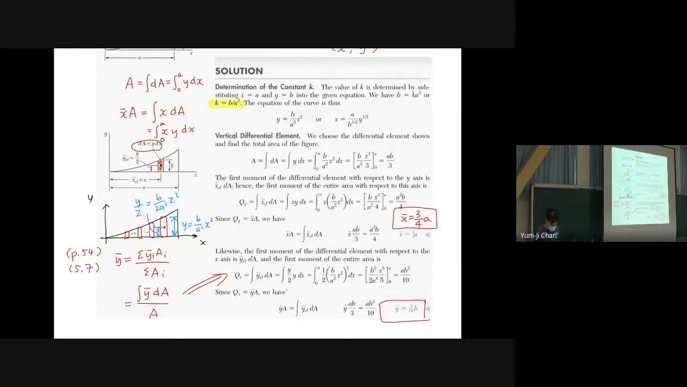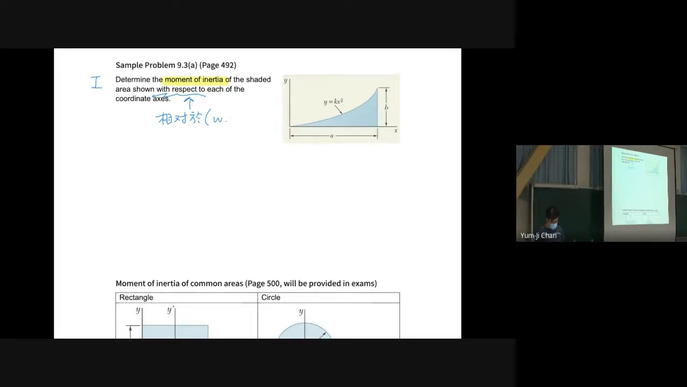Now let's go to problem 9.38, and here, determine the moment of inertia, that is I, with respect to, and in many of your future textbooks it will be written simply as WRT, each of the coordinate axes.